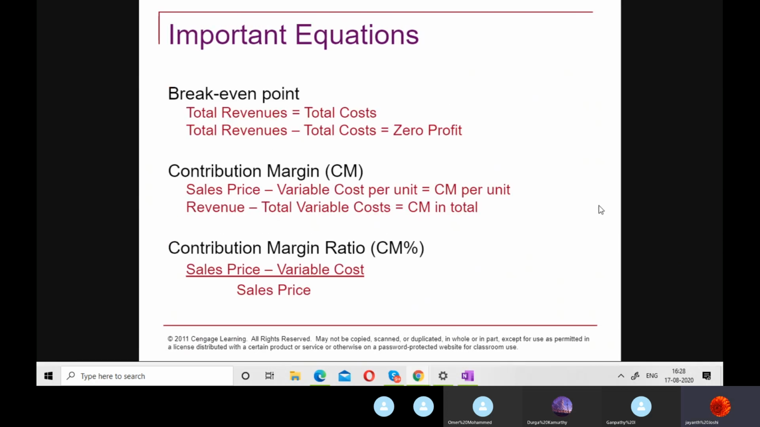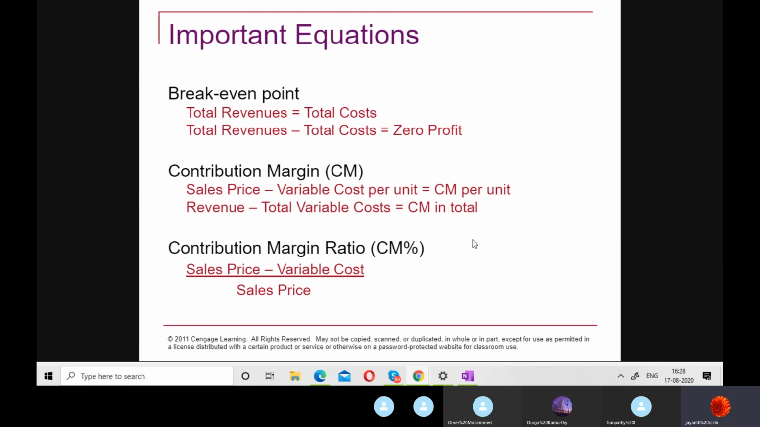Now these are the important questions, boss. Break-even point is where total revenue is equal to total cost. Total revenue minus total cost is zero profit. Contribution margin is nothing but sales minus variable cost. This is per unit if it is per unit wise. And revenue minus total variable cost is contribution margin in total.